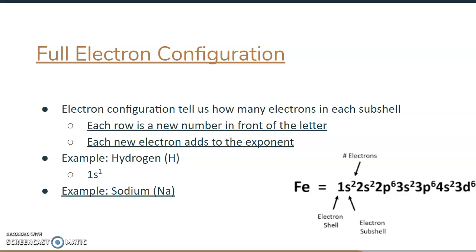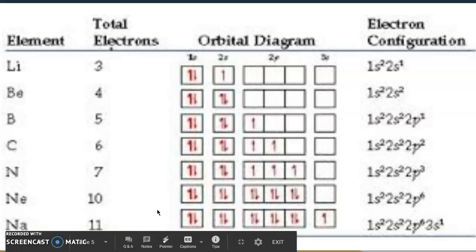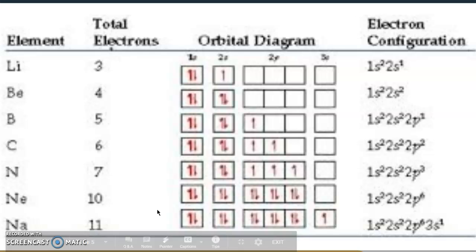Another example, this one I think you guys should write down just to understand what it looks like a little bit. We have our sodium. If we had sodium, it would be 1s2, 2s2, 2p6, and 3s1. But really, what do these mean? Oh, I am sorry. This is a very blurry picture. I was hoping that to be clear.